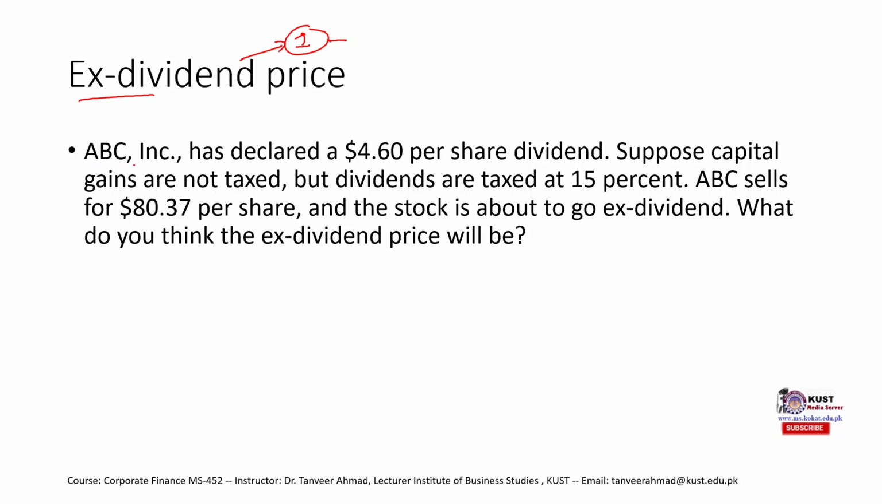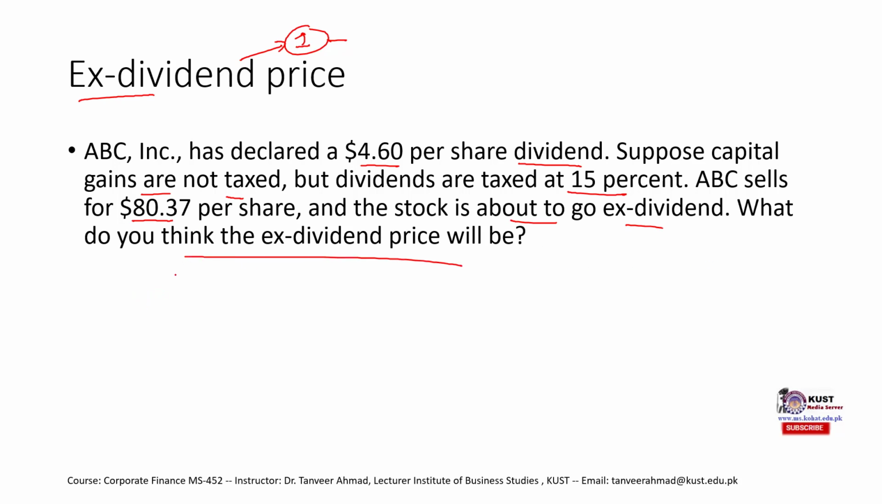Okay, so ABC Corporation has declared a $4.60 per share dividend. Suppose the capital gains are not taxed. This is irrelevant in this case, but remember that dividends are taxed at 15%. So the share of ABC Corporation is currently selling for $80.37 per share, and the stock is about to go ex-dividend. What do you think the ex-dividend price would be?